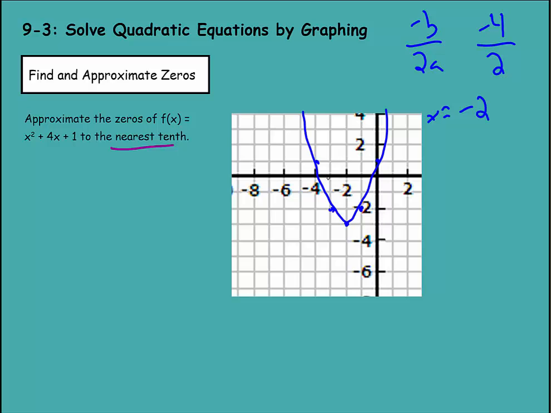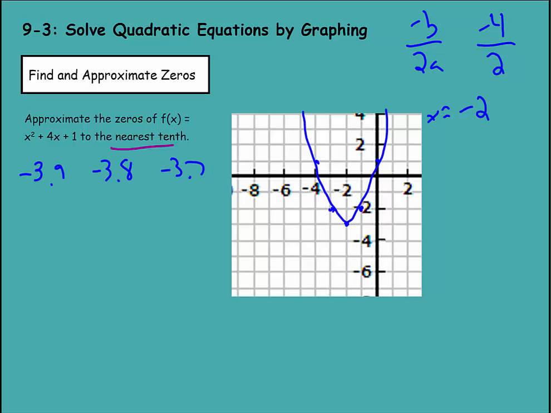So the x-intercepts are somewhere between negative 3 and negative 4, and then negative 1 and 0. For both, I've noticed it's actually closer to negative 4 than negative 3. So if I'm going to try the nearest tenth, I'm going to try negative 3.9, negative 3.8, and negative 3.7, and see if we can figure that out.